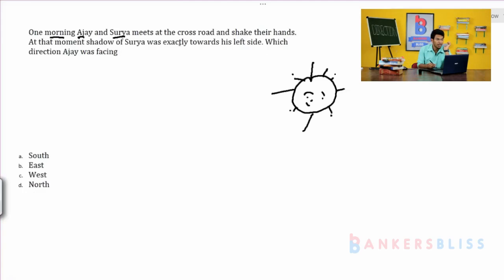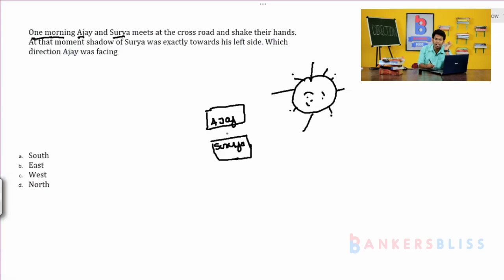One morning Ajay and Surya. One morning meet, it is nothing but sun rises in the east direction. Ajay and Surya meet at the crossroad and shake their hands. Don't worry about this information. You only have to concentrate on this. One morning it is nothing but sunrise. The persons are Ajay and Surya. Okay. At the moment, the shadow of Surya. You just write it. One person as Ajay, another person as Surya. Okay. This is Mr. Surya and this is Mr. Ajay. Okay.